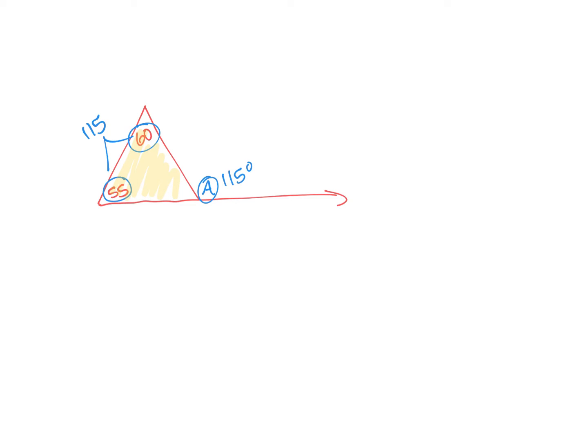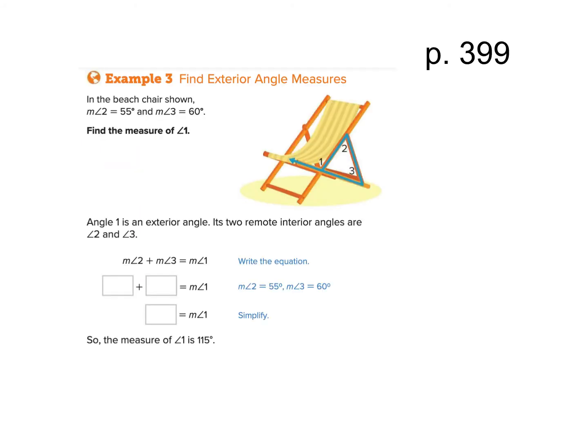So again, you could do 55 plus 60, which is 115, which we know that already. And then do 180, take away 115, and I get 65. And then you know that these two make 180, so you could get the 115. So now let's try a couple in your math book.